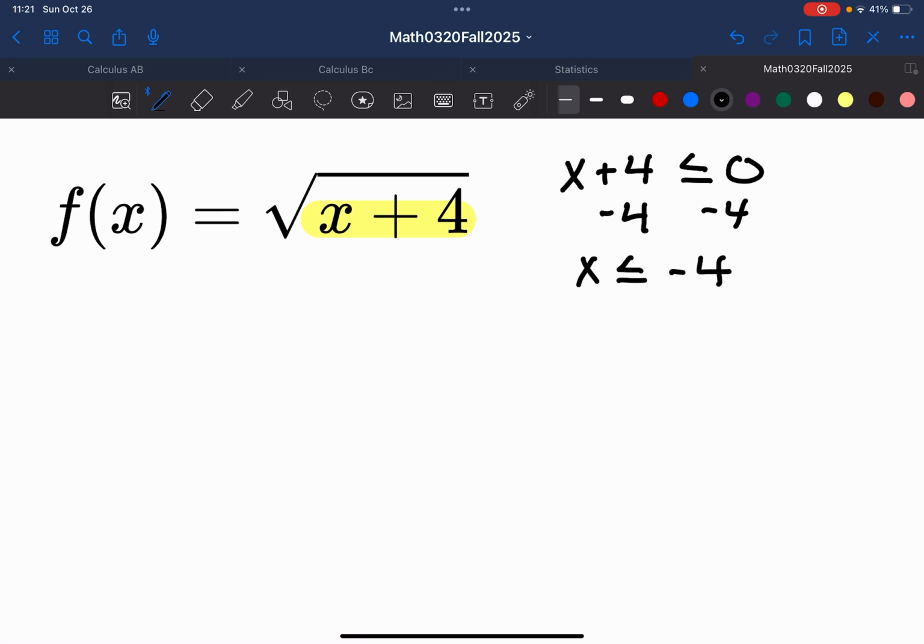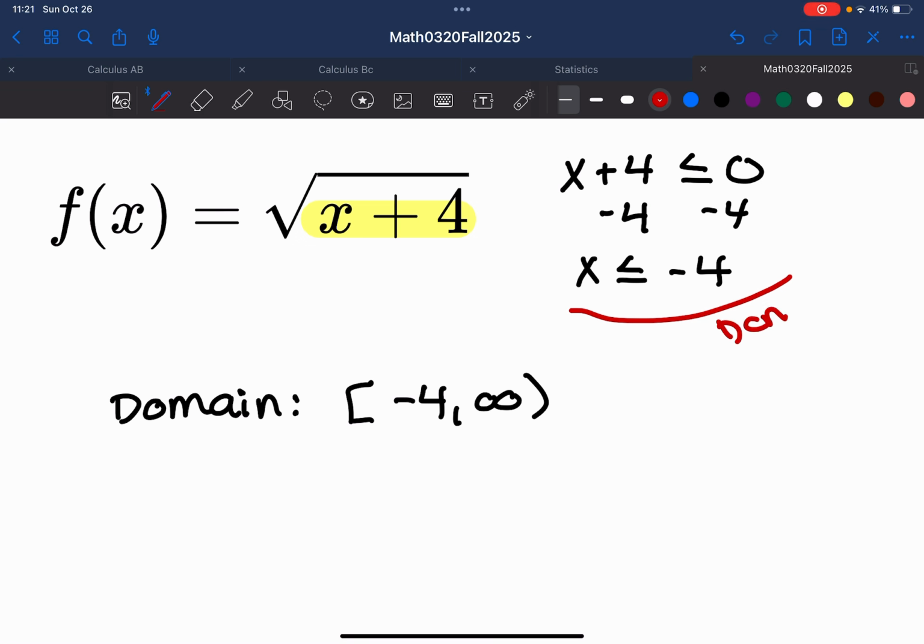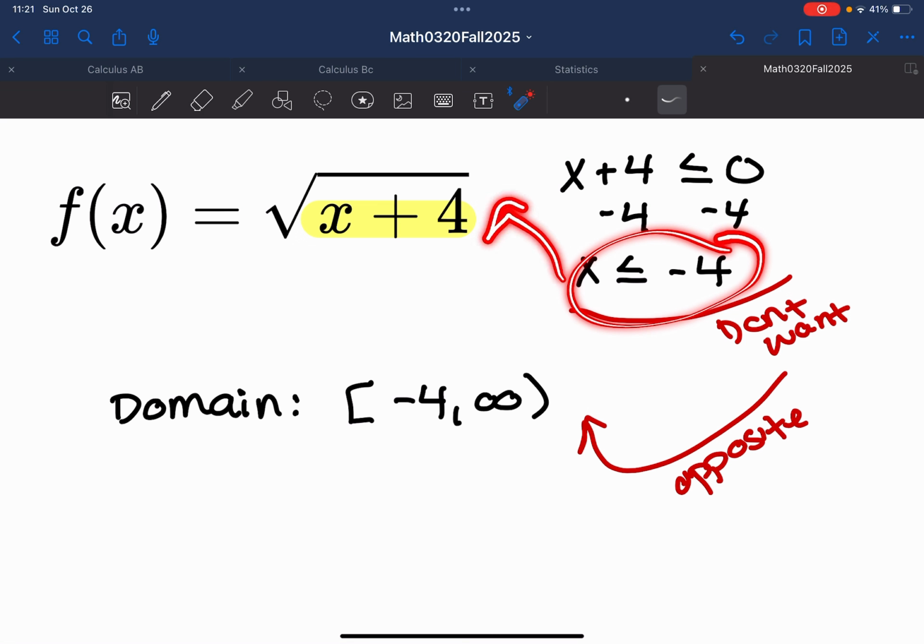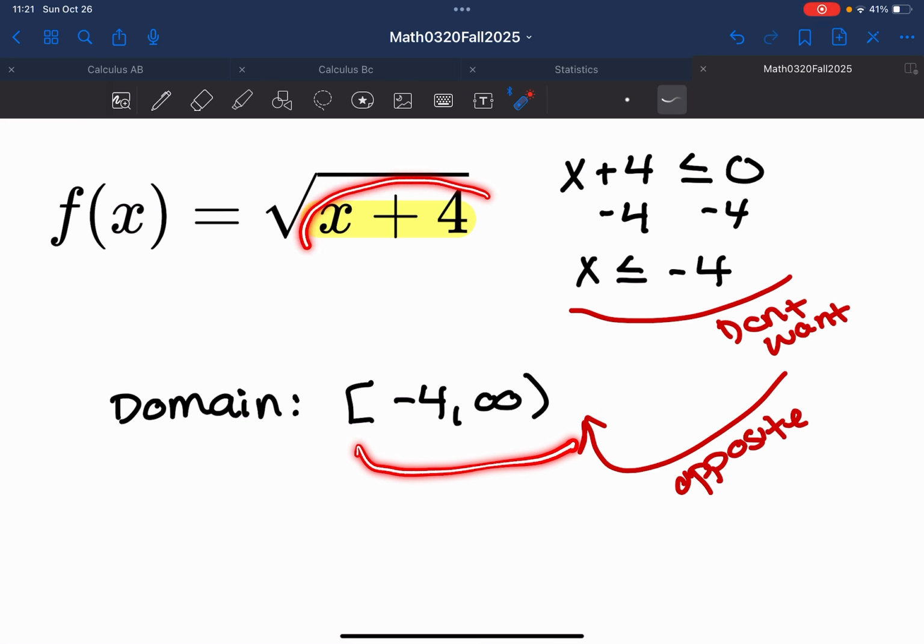Which means I don't want any numbers smaller than negative 4, but I could have all numbers greater than negative 4. So my domain is going to be bracket negative 4 to infinity, because I want the opposite of this. This is what I don't want. So I'm going to say don't want, so I choose the opposite. All of these values right here make it negative, which I don't want. This is the opposite, so all of these positive values will make sure that this is not negative, so that would be my domain.